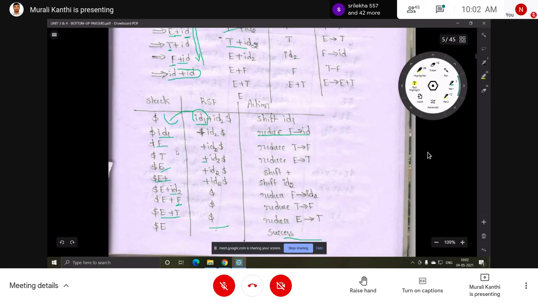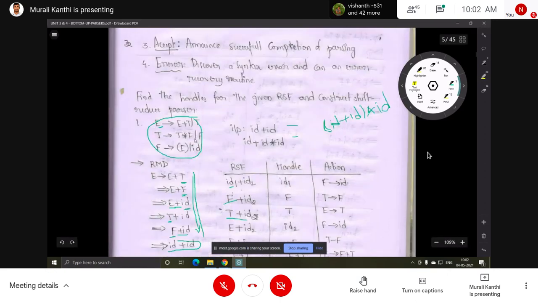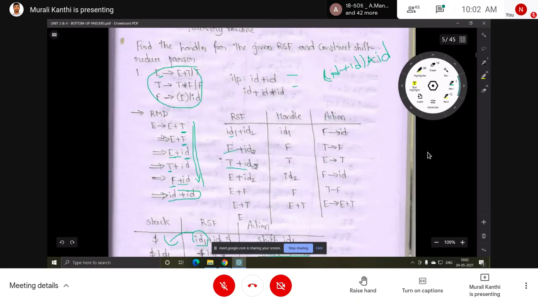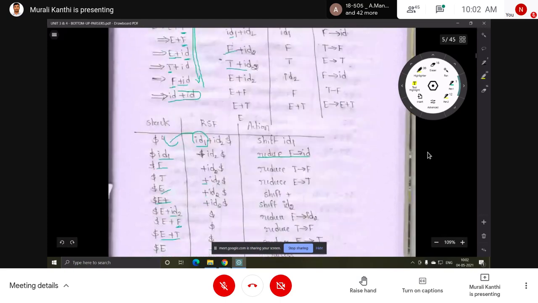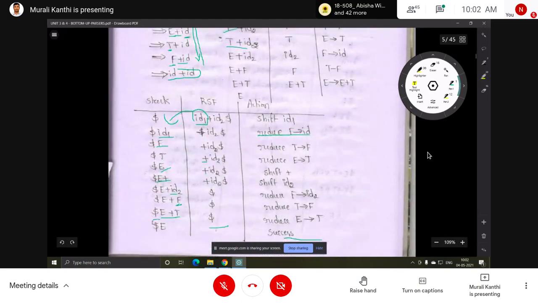Okay, if a handle is found, then next we do the reduction operation. The action is reduce: in place of this handle, we reduce it by the left hand side non-terminal. That is a reduction operation. Accept operation is performed when the stack contains the starting symbol and the input buffer is empty, meaning only the dollar remains at the end. Then this parser announces success, accepted. That is the third operation. Fourth operation is reject or error.